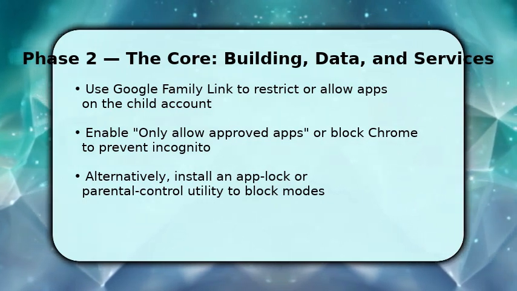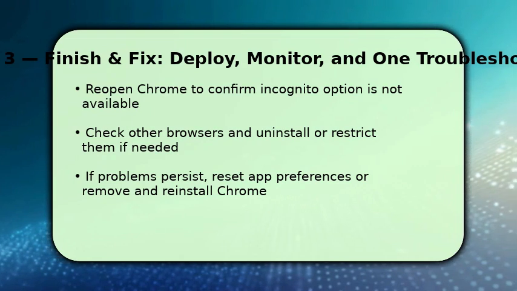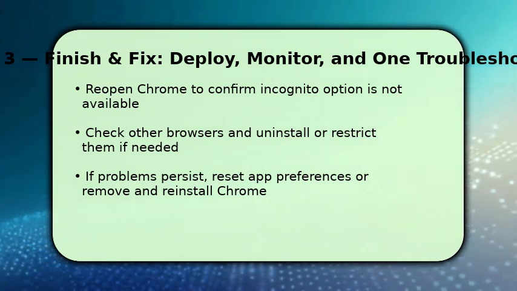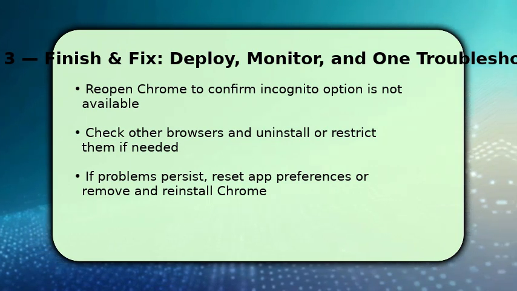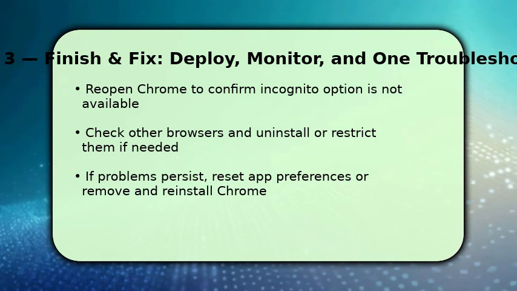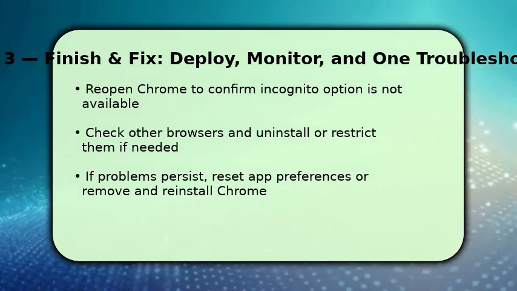Finish by testing and fixing any remaining access. Reopen Chrome to verify the Incognito option is gone, then check other installed browsers and either restrict, uninstall, or lock them as well. If the Incognito tab still appears, reset app preferences or remove and reinstall Chrome, because corrupted app data can re-enable features.